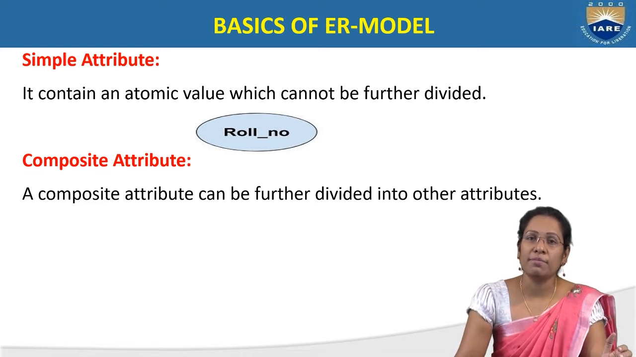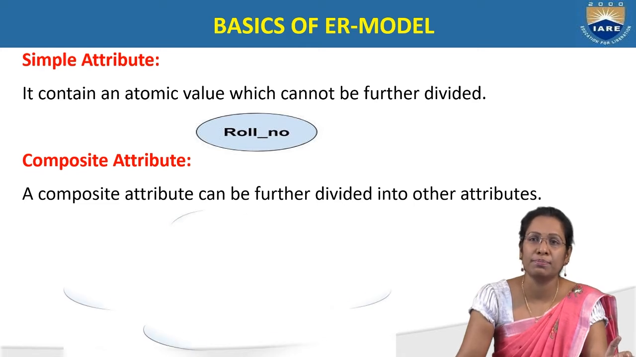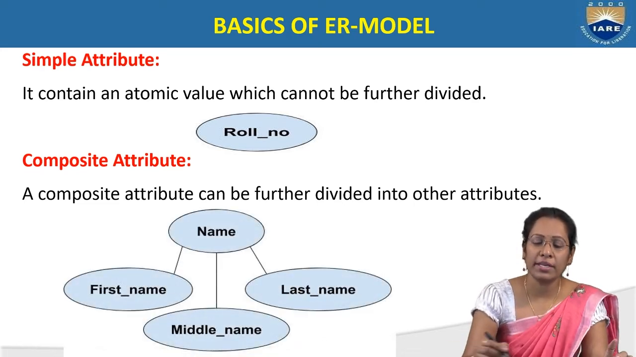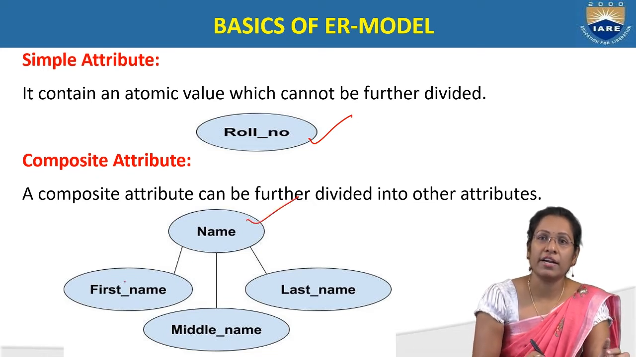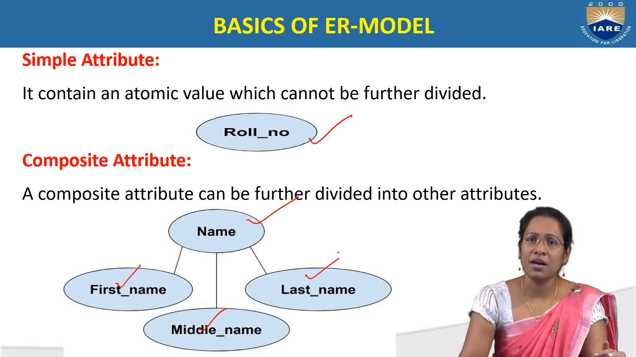That's why name is called a composite attribute and roll number is called a simple attribute, because roll number cannot be further divided, but name is divided into first name, middle name and last name. All these attributes are linked to the same entity only. Before drawing the ER model, we need to identify which are the simple attributes and which are the composite attributes.